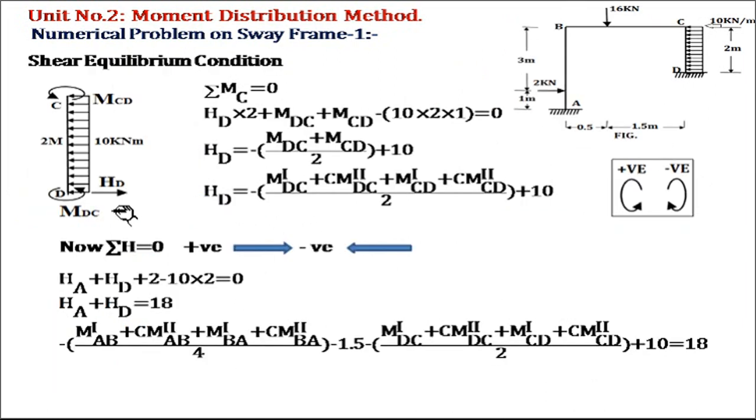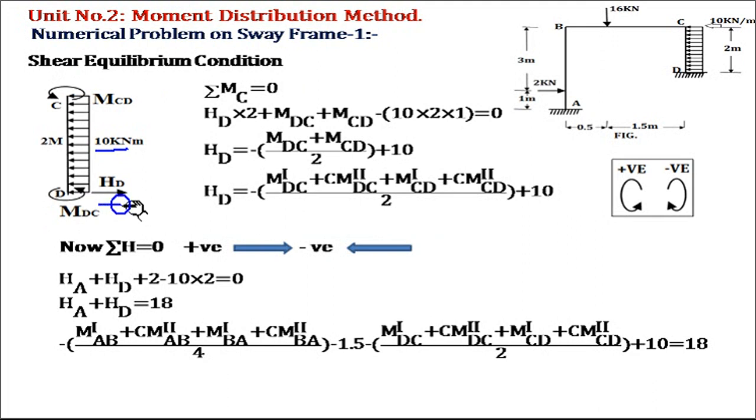Now we have to find out the value of HD now. For that we will consider the member CD. The length of the member is 2. It is loaded by a uniformly distributed load of 10 kN/meter. We don't know how the moments are acting. We are considering that the moments are acting in the anti-clockwise direction. So MCD anti-clockwise direction and MDC also in anti-clockwise direction.